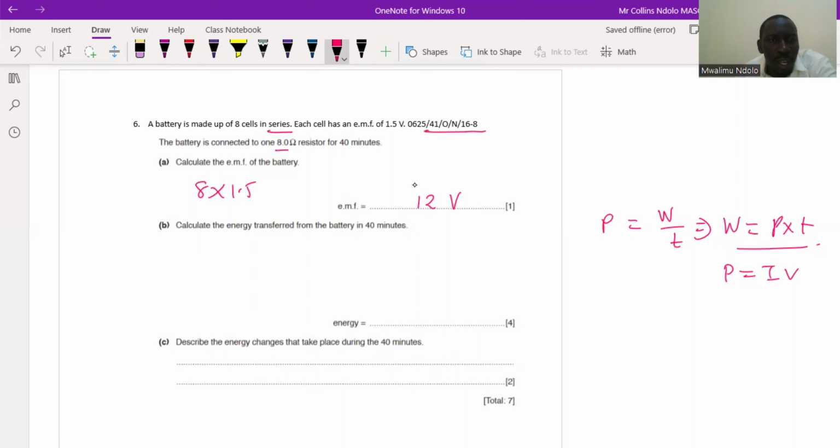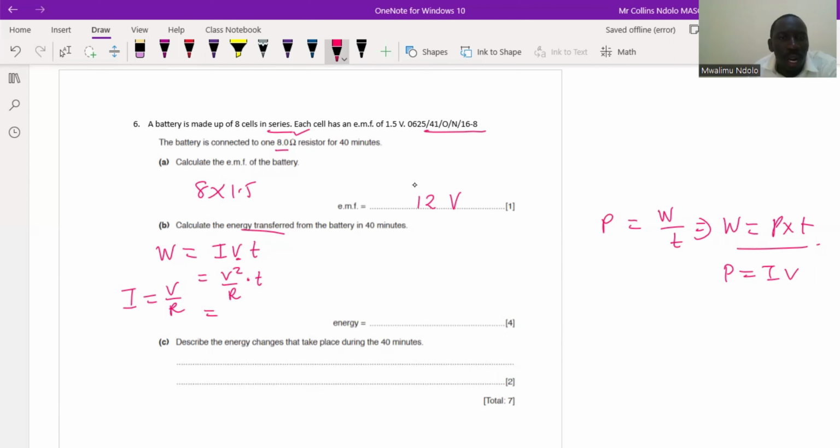So for us to know the energy transferred from the battery, work done or the energy is given by power times time, and power is IV, so that is IVT. And then we don't have current. I don't want to calculate it, but I know that current is V over R. That means the work done or the energy transferred is V over R times this V, that becomes V squared times T, and T must be in seconds.